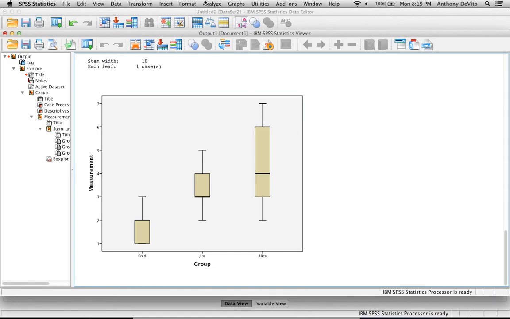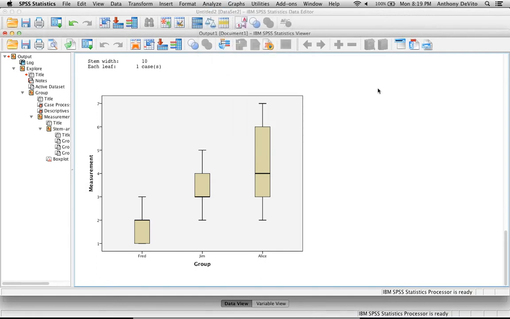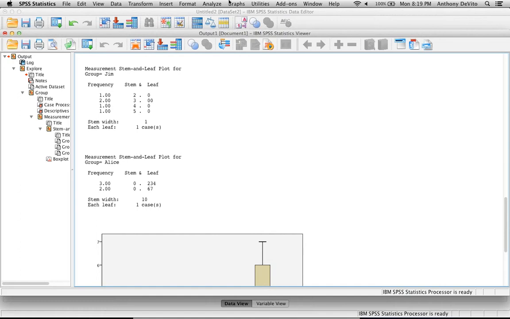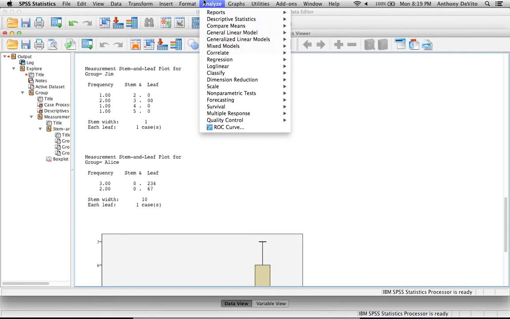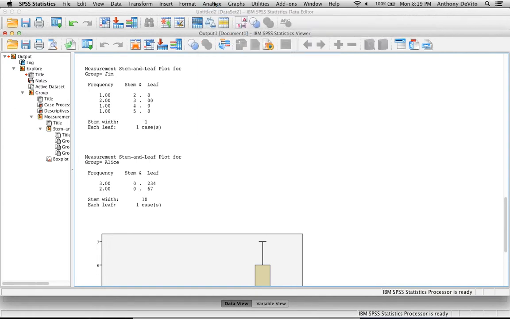So now let's go back up to analyze. That was just, you don't have to do that to do your analysis of variance. I just wanted to take a look at the data. It's always nice to see the data plotted out. I didn't bother to do a histogram. You might ask it to do a histogram so you can see if the data looks normally distributed as well.